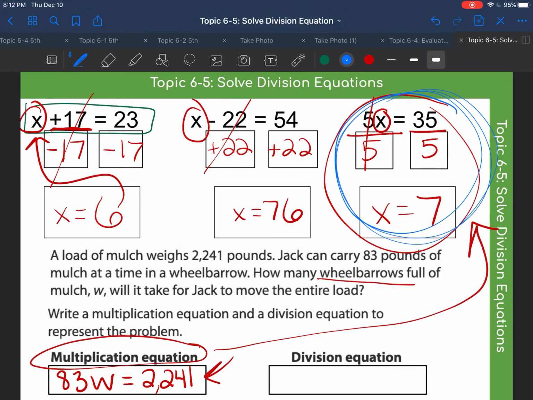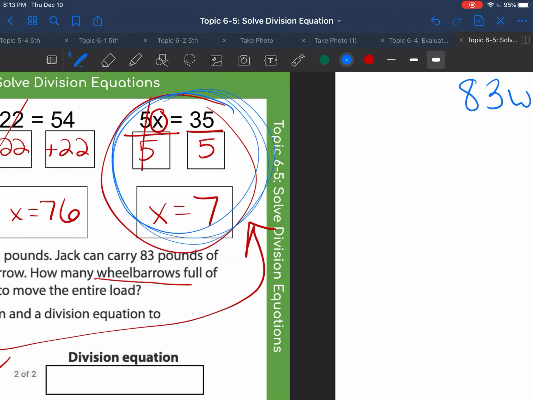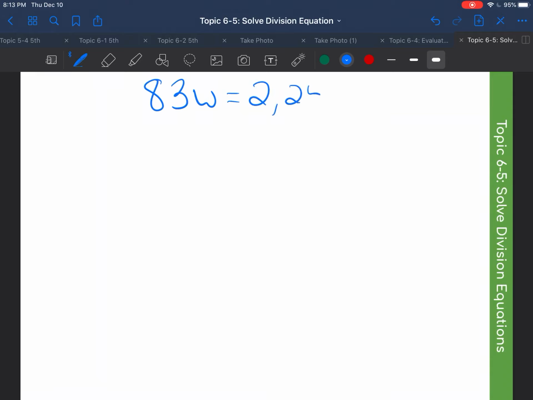So what I'm going to do, the division equation, we would rewrite this: 83W equals 2,241. That's showing multiplication because we're multiplying 83 times how many wheelbarrows he'll need to take to carry a total of 2,241 pounds of mulch. All right, so this is our multiplication equation.